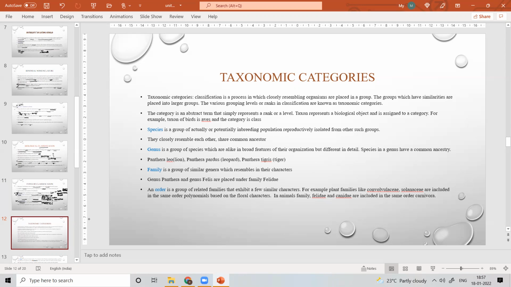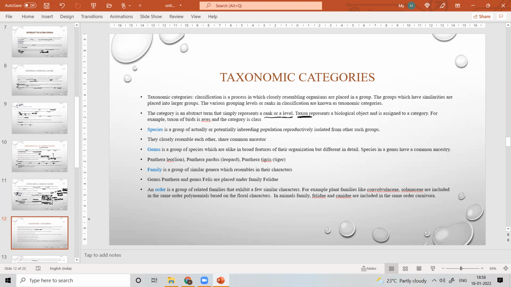There are various levels of grouping, or ranks, in the classification. That is known as taxonomic categories. The category is an abstract term, so it represents the rank or a level in the taxonomy, in the classification. It represents one specific level of the classification. So taxon represents the biological object that is assigned to a category.